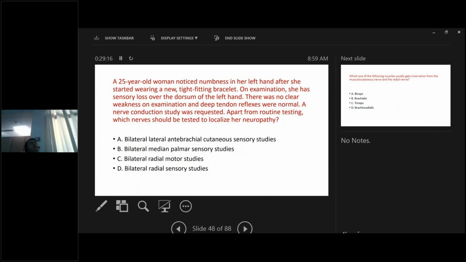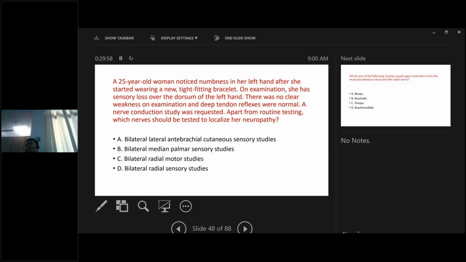Rasha? A 25-year-old woman noticed numbness in her left hand after she started wearing a new tight-fitting bracelet. On examination, she has sensory loss of the dorsum of her left hand. There was no clear weakness on examination, and deep tendon reflexes were normal. Nerve conduction study was requested. Apart from routine testing, which nerves should be tested to localize her neuropathy? So she has only numbness, and numbness is in the dorsum of the left hand. And I'll make it easier, dorsum of the first 3 fingers. So which nerve does that?